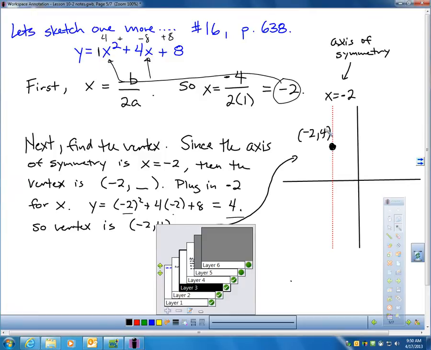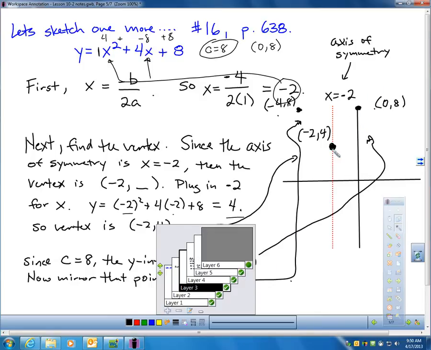The lead coefficient is 1, so I know this parabola is going to open up. Can you see that C equals 8? That means the point 0, 8 is on this graph. So if this is the point negative 2, 4, then 0, 8 is also on this graph, which I'm plotting. Remember, the axis of symmetry acts like a mirror. The distance from the axis of symmetry to this point is 2 units, right? If this is negative 2 and this is 0, that's a 2-unit difference. So this point is 2 units to the left of the axis of symmetry, which must be at negative 4, 8.